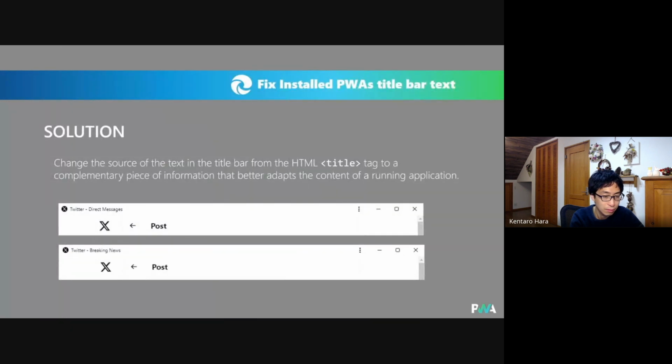Our solution is to change the source of the text in the title bar from the HTML title tag to a complementary piece of information that better adapts to the content of a running application. For example, when navigating through the app, you can update the app title to reflect what you're trying to do, like reading your direct message or scrolling through breaking news.